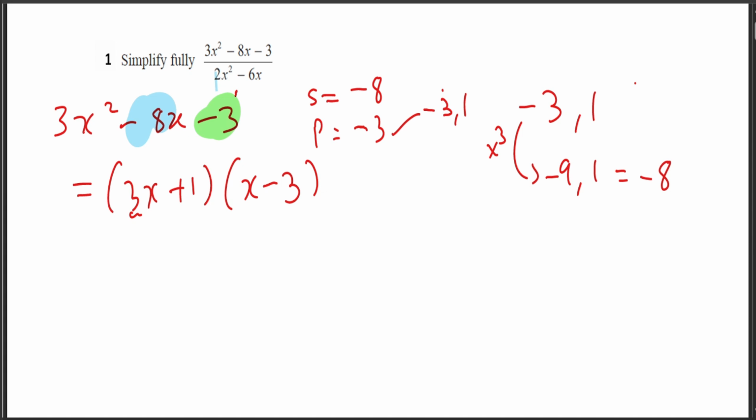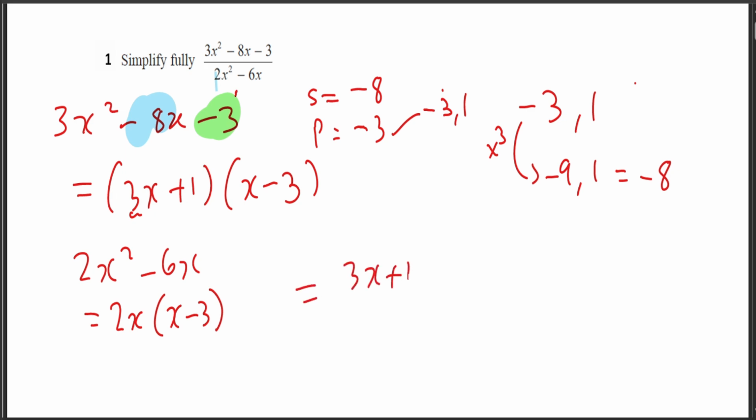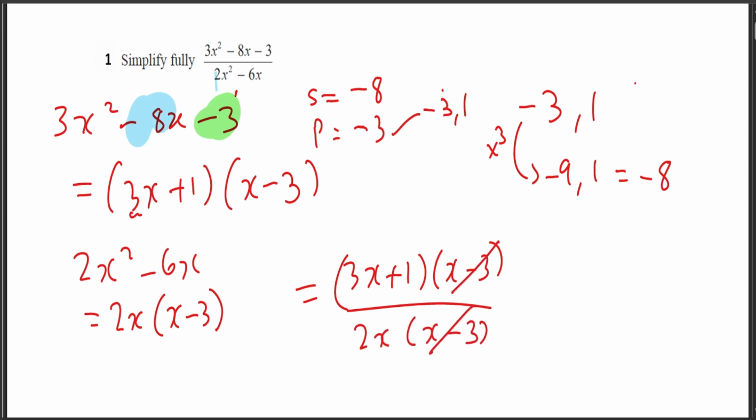So we have factorized that. Now let's go to the denominator, which is 2x squared minus 6x. If you factorize the denominator, it's quite easy. Your common factor is 2x, giving 2x into bracket x minus 3. Now the numerator is (3x plus 1)(x minus 3) over 2x(x minus 3). This and this cancel out, so you just remain with (3x plus 1) over 2x.